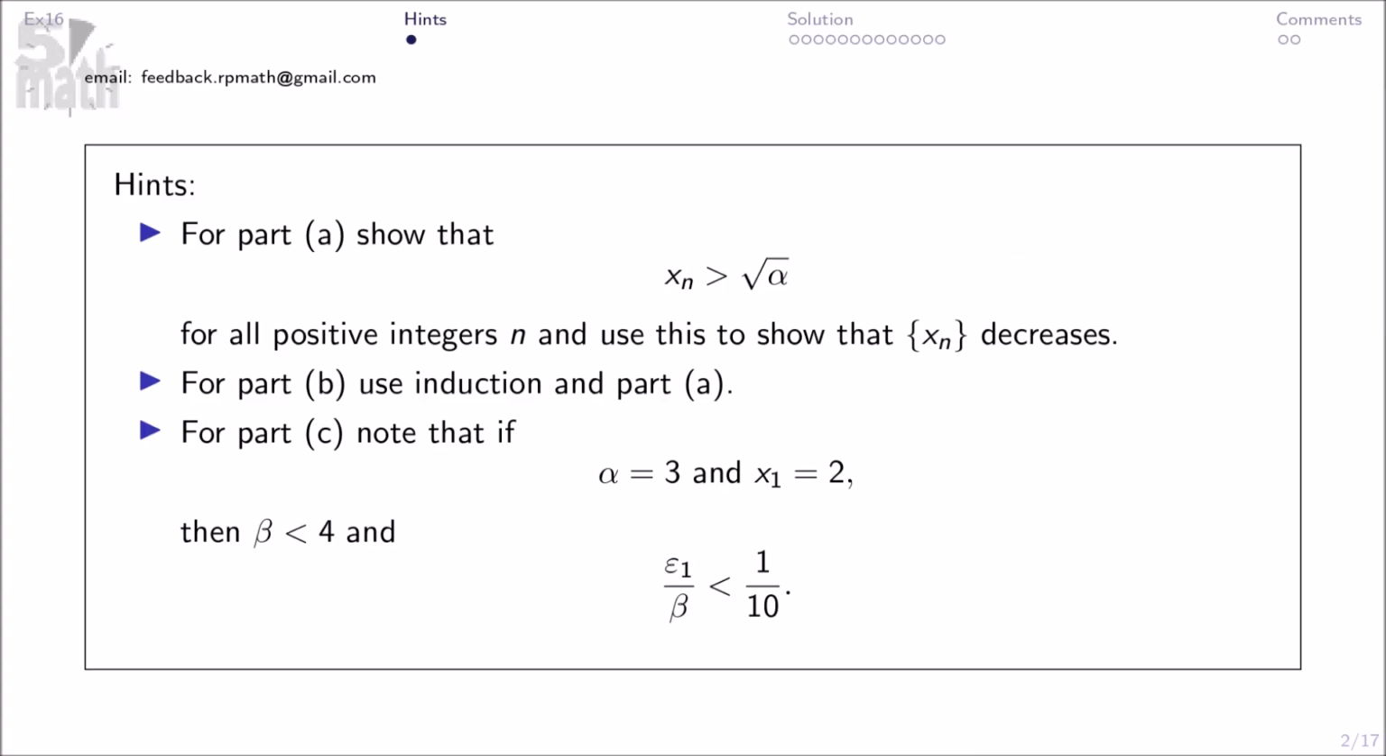Hints. For Part A, show that xn is greater than the square root of alpha for all positive integers n, and use this to show that xn decreases. For Part B, use induction and Part A. For Part C, note that if alpha equals 3 and x1 equals 2, then beta is less than 4 and epsilon 1 over beta is less than 1/10.